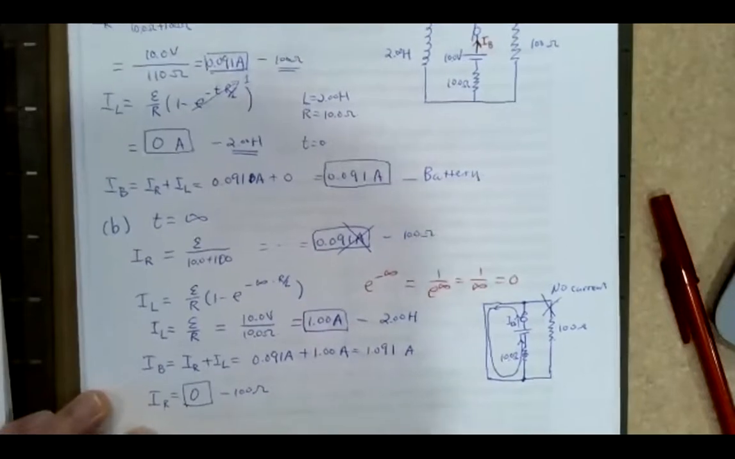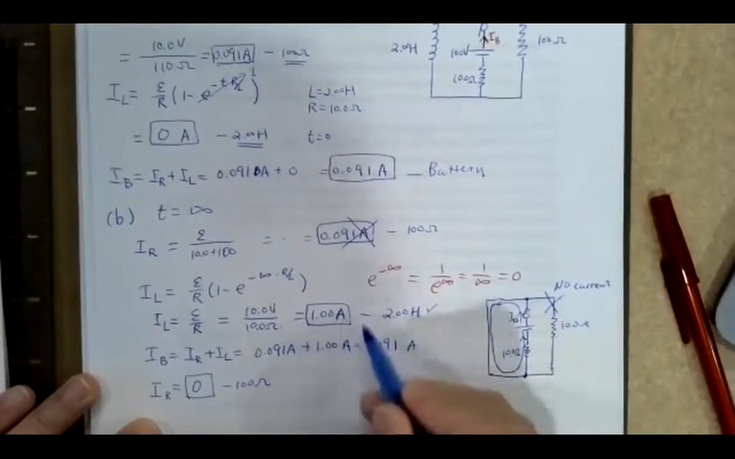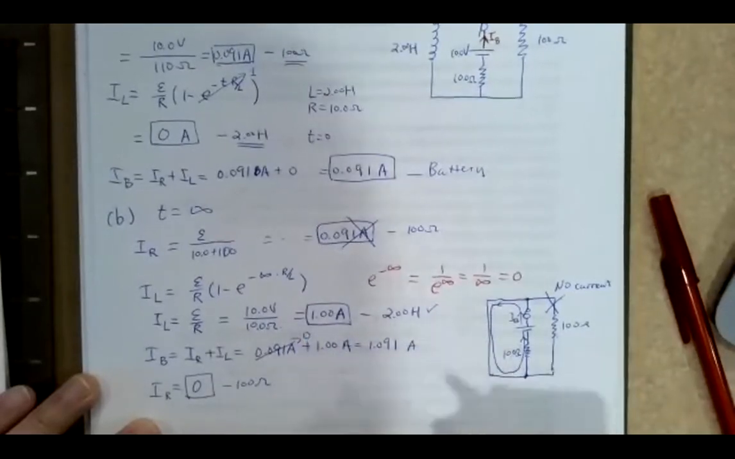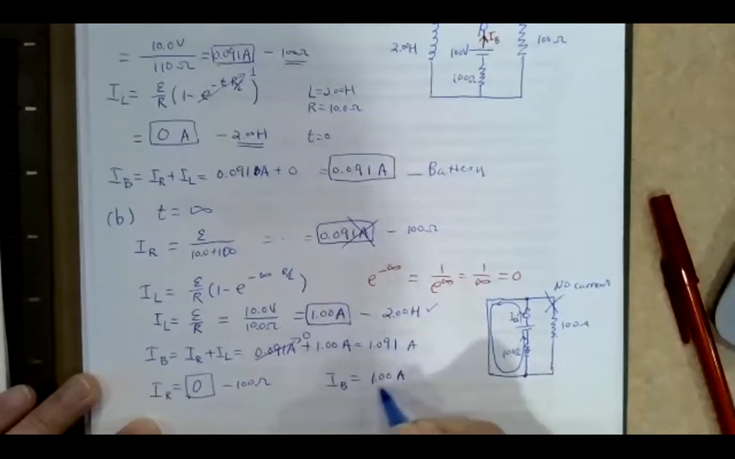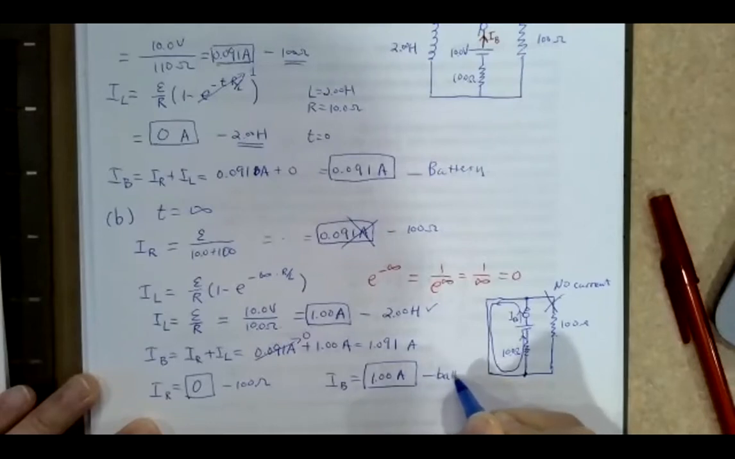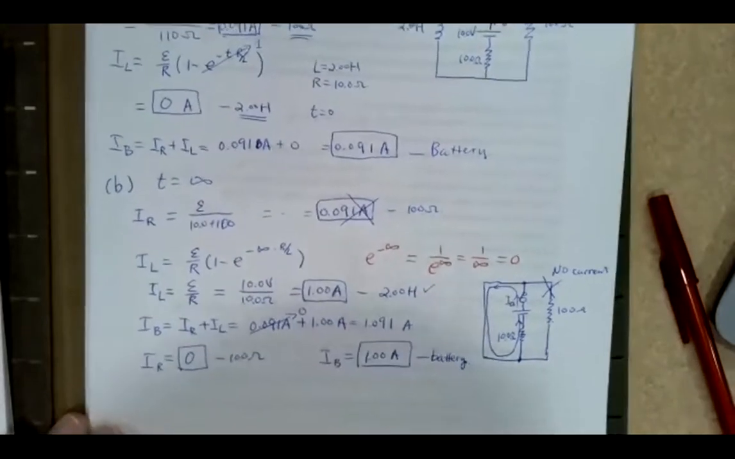And then for the total current, this one still holds. So it's still 1 amp. Now on this one, this will become 0. So then I on the battery should be just the 1 amp. This is for the battery. All right, does that make sense?